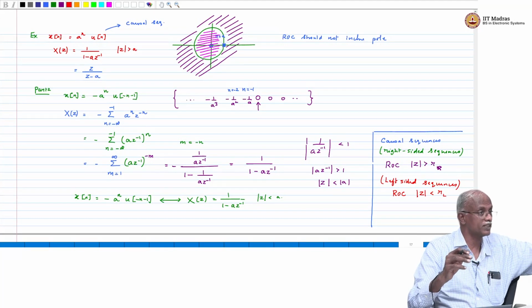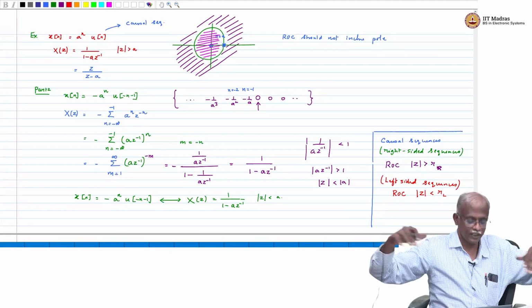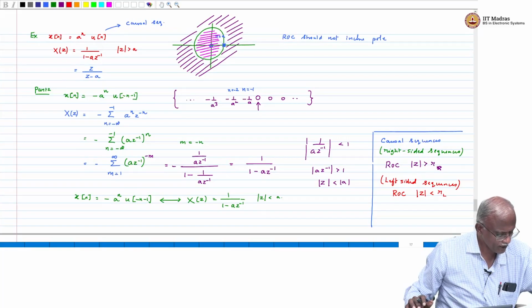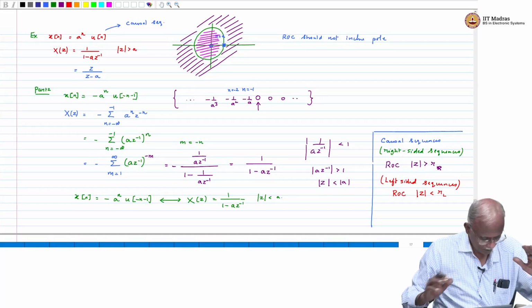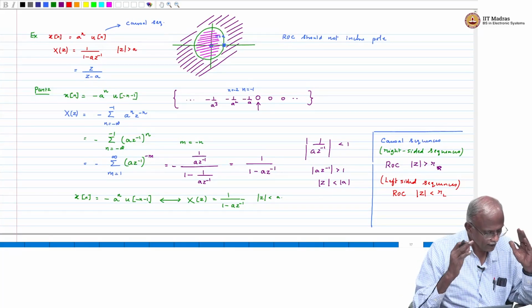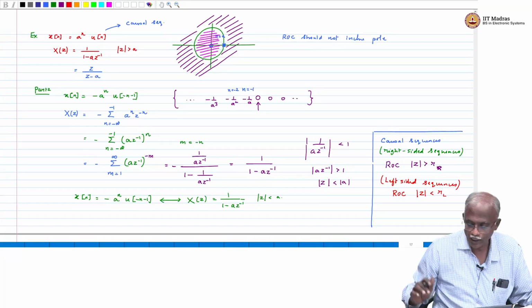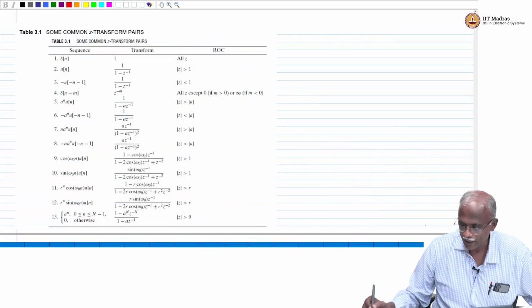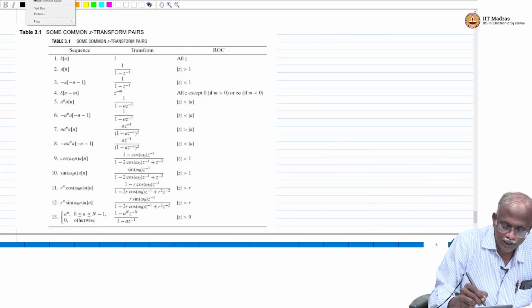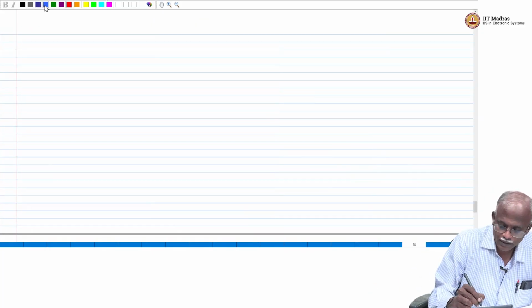If the ROC is within a circle, it is a left-sided sequence. If it is outside of a circle, it is a right-sided, causal sequence, and it is something that we will study in more detail. But this is a useful thing for you to keep in mind. So this leads us to the first important result that you must always remember with the Z transform.